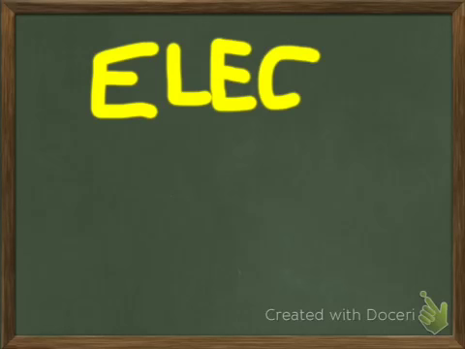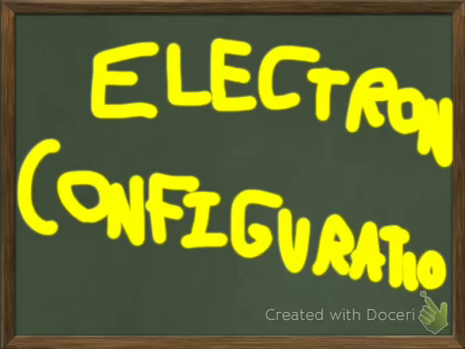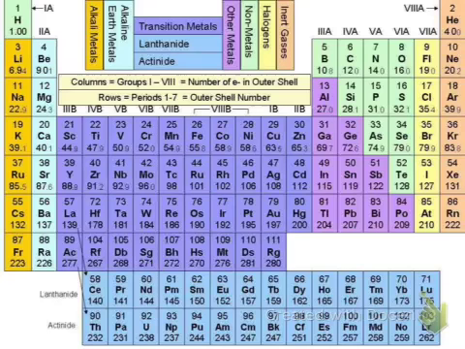I will be teaching you electron configuration. The electron configuration is a distribution of electrons of an atom or molecule in atomic or molecular orbitals.